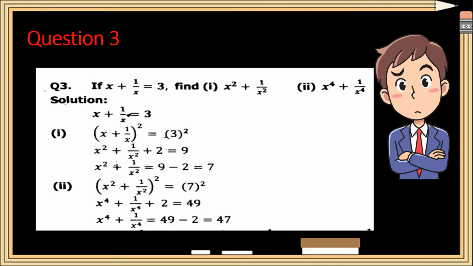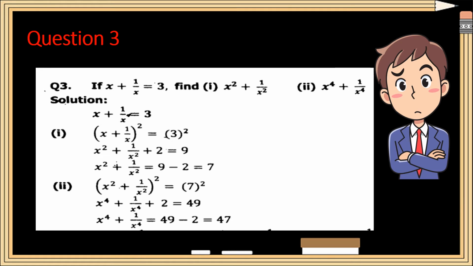Now students, in question number 3, you have been given x plus 1 over x, that is equal to 3, and in the first part you have to find x square plus 1 over x square, and also you have to find x raised to power 4 plus 1 over x raised to power 4. So we will use the given statement, that is x plus 1 over x, that is equal to 3. So we will just take the square on both sides. X plus 1 over x whole square is equal to 3 whole square. X plus 1 over x whole square will give you x square plus 1 over x square plus 2 into ab, that is x into 1 over x.